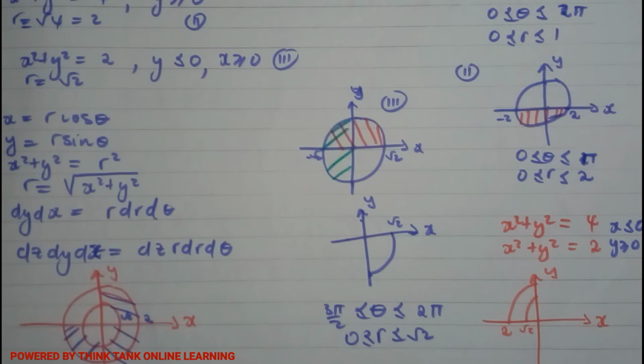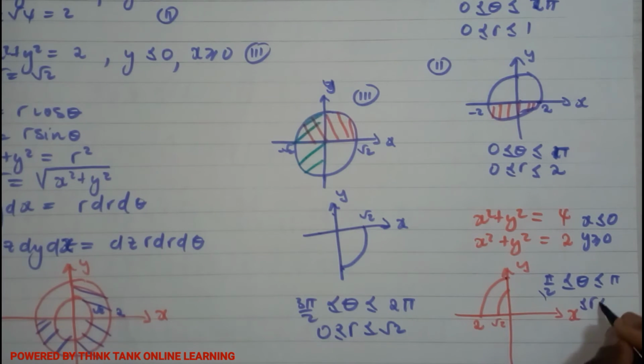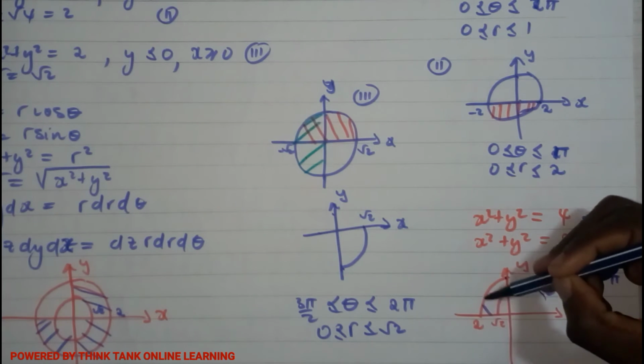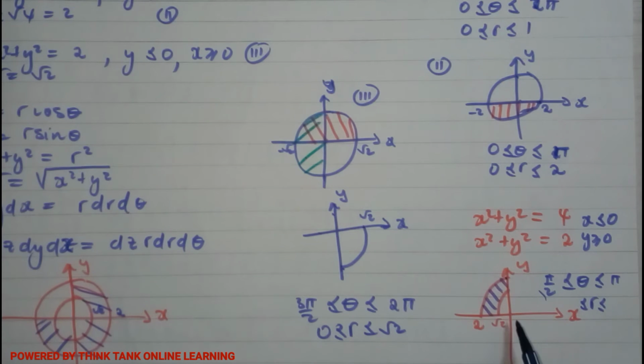Now it's time for us to write our limits. Our limits, first for theta. From the first quadrant, we're going to start here, which is pi upon 2, up to here, up to pi. Now for r, you have to pay attention here. This is the region we're interested in. r is not starting from 0, but from the smaller circle, which is root 2, up to the bigger circle, which has a radius of 2.